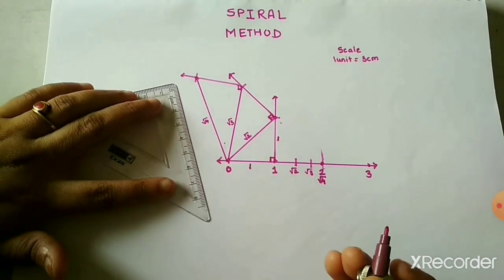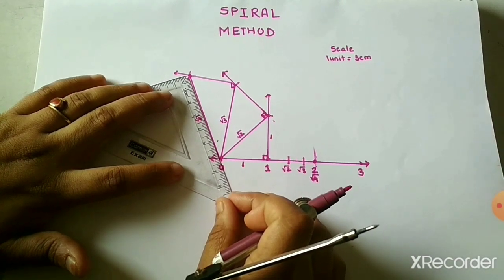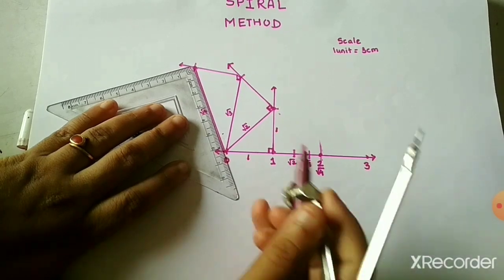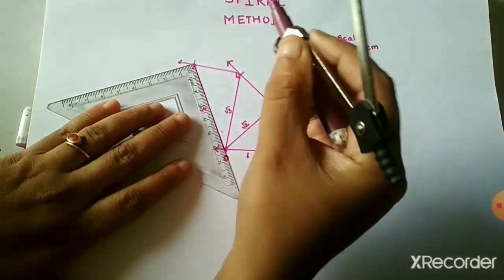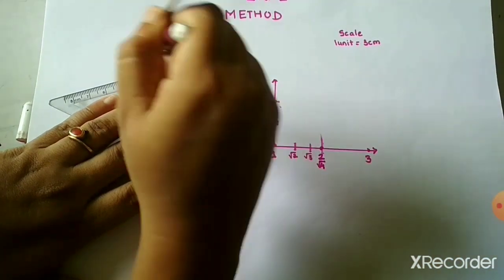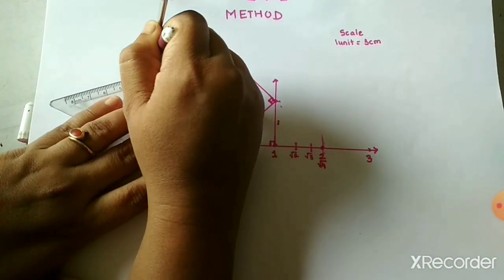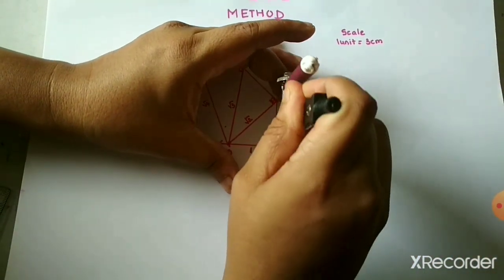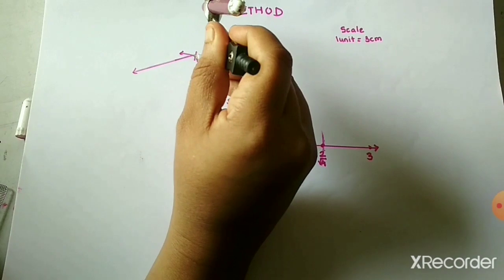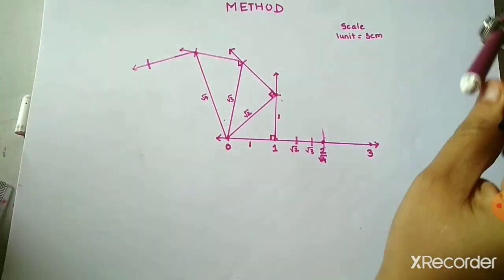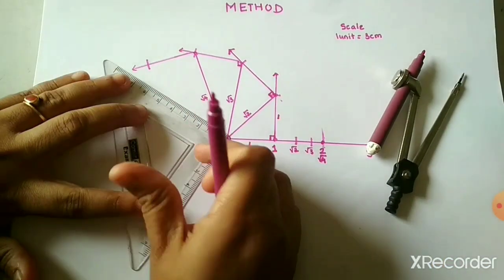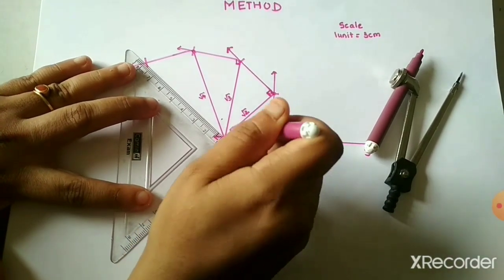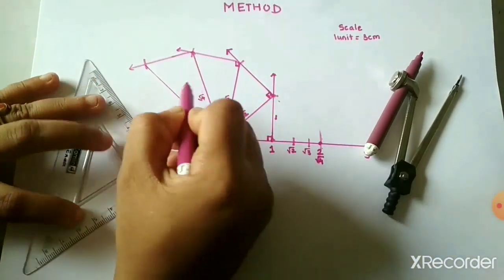Now, the next thing is again root 5. How to draw? Again use a set square. Place it on the hypotenuse of root 4 at the intersection point and draw the perpendicular. Correct? So draw the perpendicular. Again take a 1 unit distance in your compass and place it over here and draw the arc. Now what do you get? This hypotenuse is nothing but the next irrational number, which is root 5.